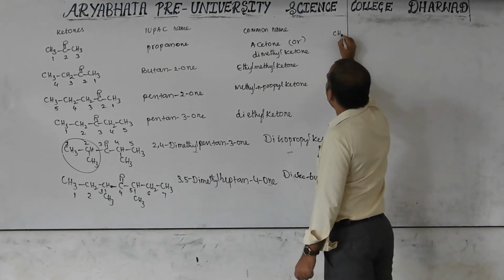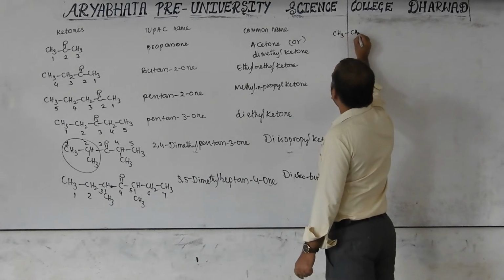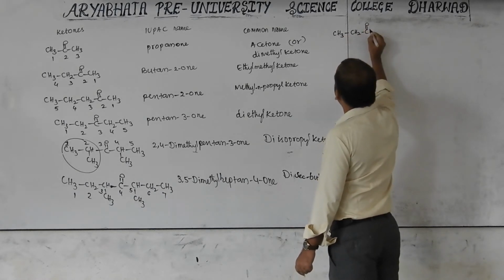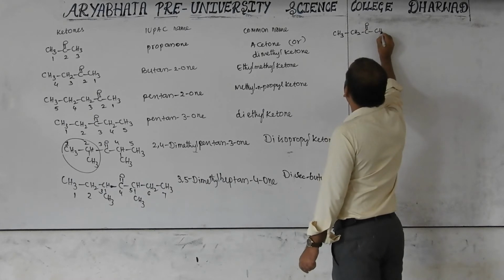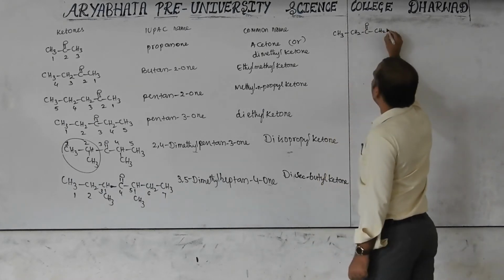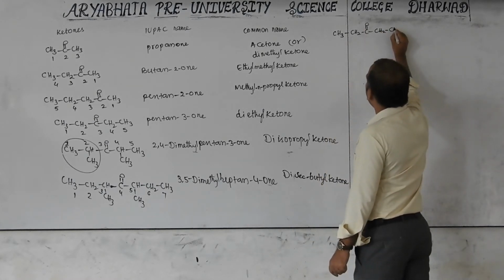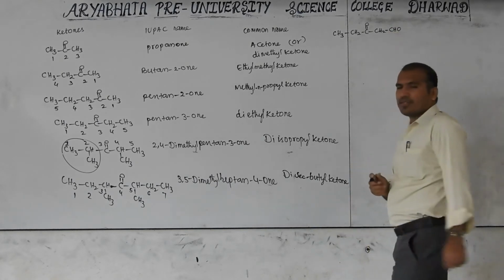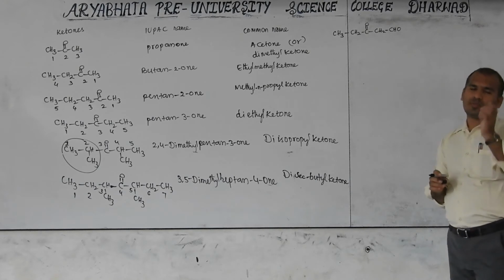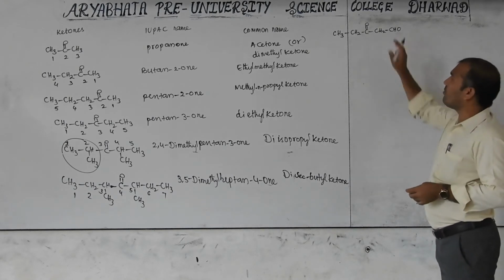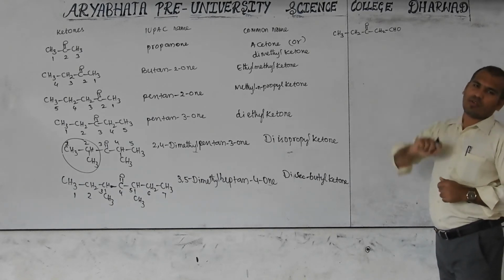That is CH3, CH2, C double bond O, CH2, 1, 2, 3, 4. If you want 5 carbon, no problem. Then it is aldehyde. Like this. Now, 2 functional groups are present. One is aldehyde functional group, another is a ketone functional group.